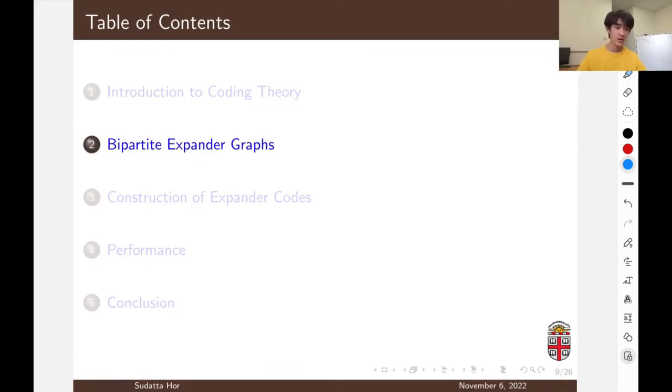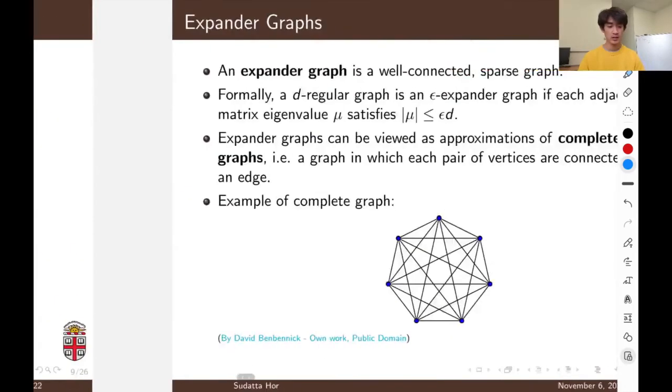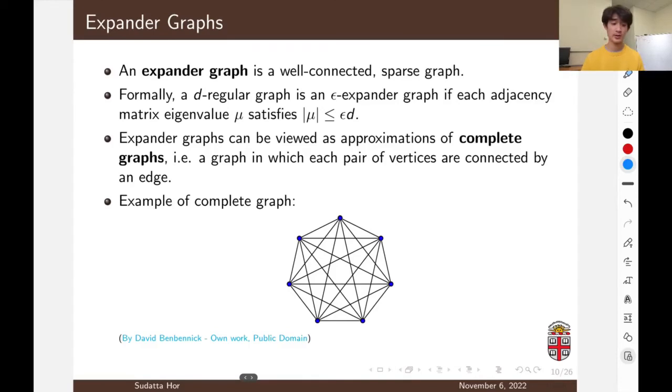Next, let's talk about bipartite expander graphs. First, let's define what an expander graph is. You can think of it as a well-connected sparse graph, but formally, a d-regular graph is an epsilon expander graph if each adjacency matrix eigenvalue mu satisfies the absolute value of mu is less than or equal to epsilon d. An easier way to think of it is that expander graphs are approximations of complete graphs, in other words, the graph where each pair of vertices is connected by an edge.